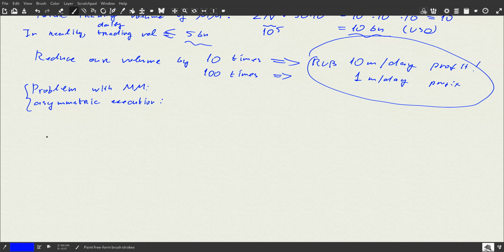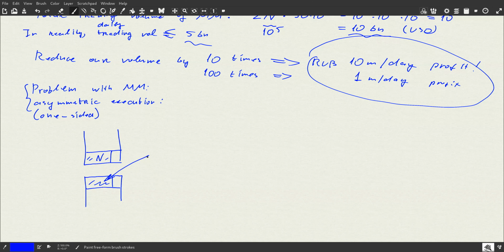Typically, you would have asymmetric, one-sided execution. So what would happen? So that was your order book. So that was your size N here, and size N here. But then suppose that, let's say, only a hit was received. Hit, but no lift.